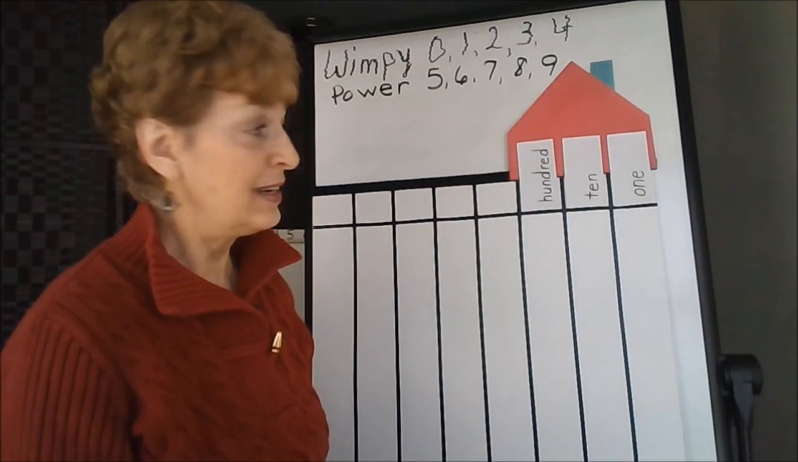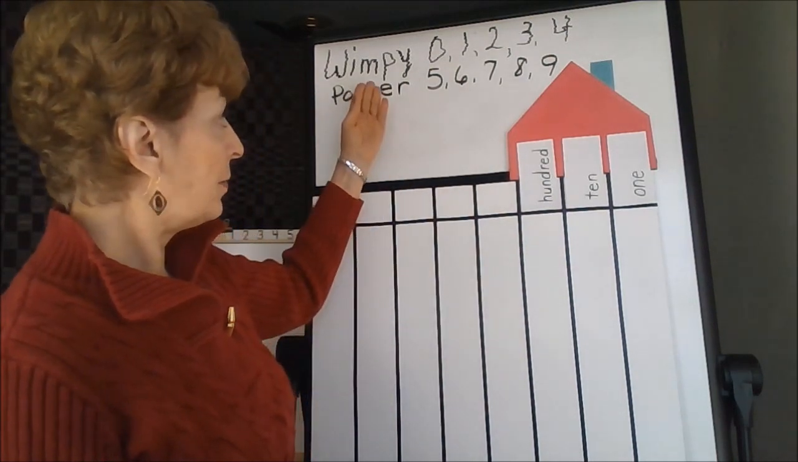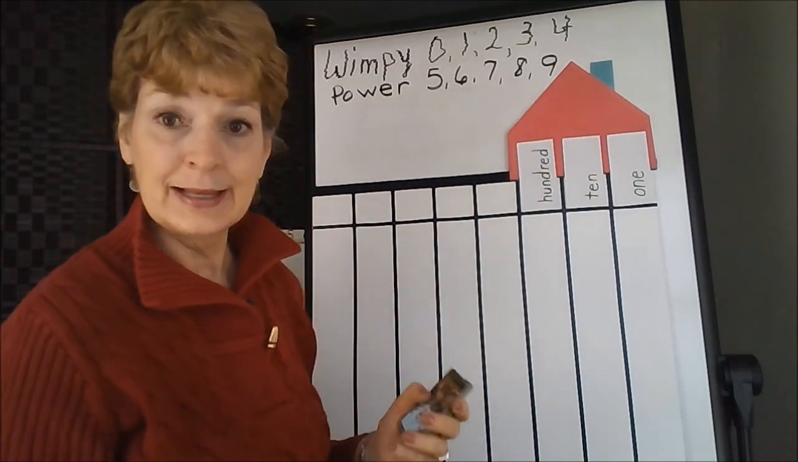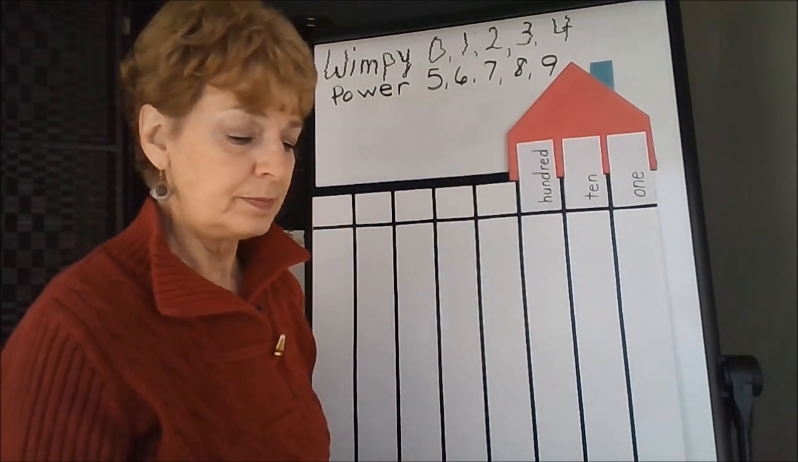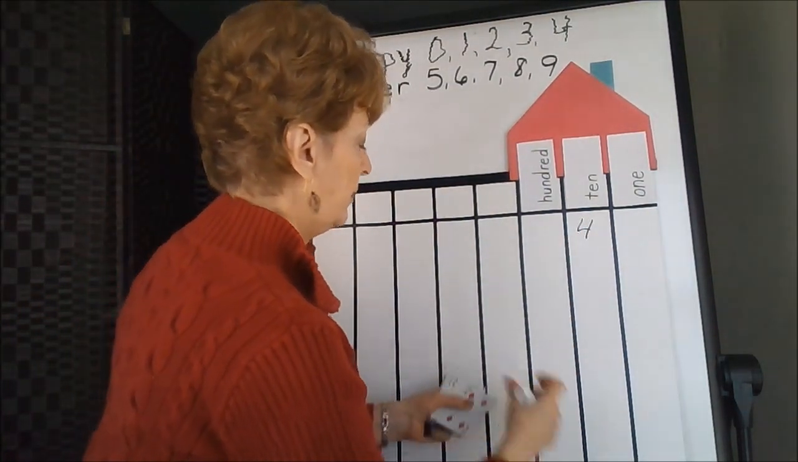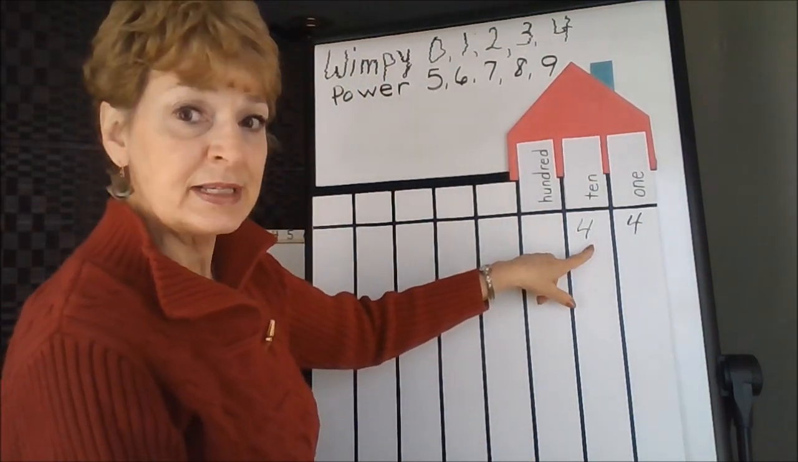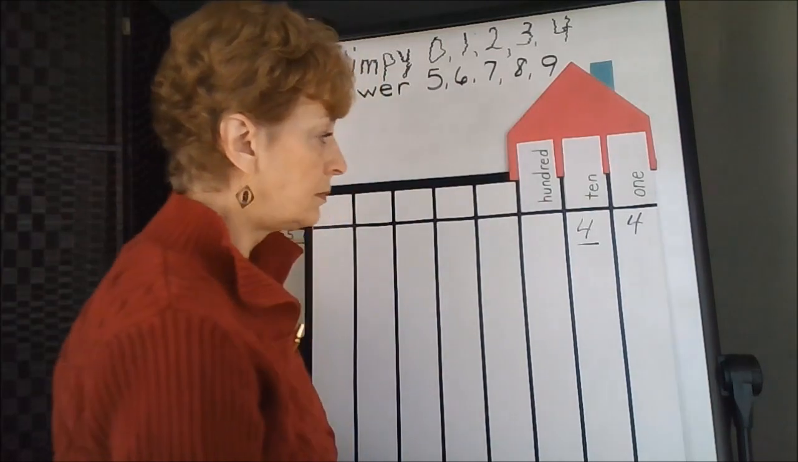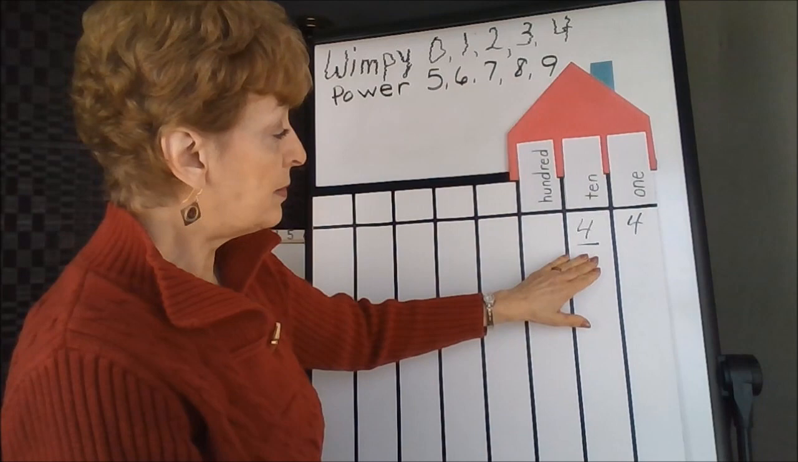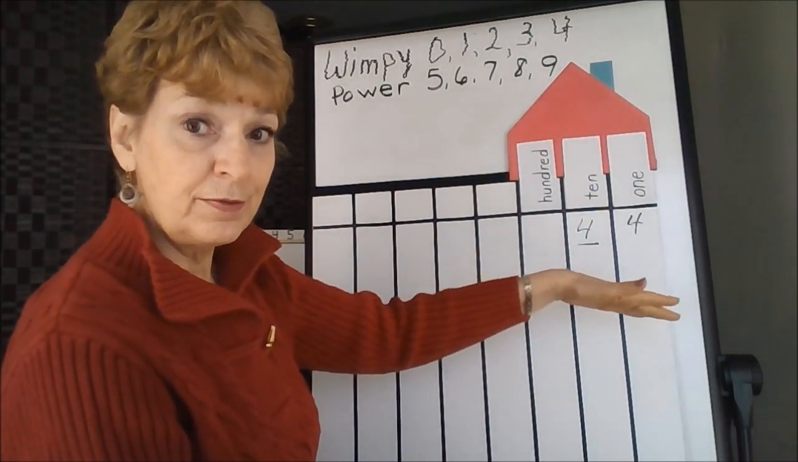When rounding numbers, it's important that we think about place value and also our wimpy numbers and our power numbers. Let's make some problems. Let's say we have 44. Let's say we're rounding to the nearest 10. We've got our place value. We're going to try to decide whether 44 is closer to the decade of 40 or 50.